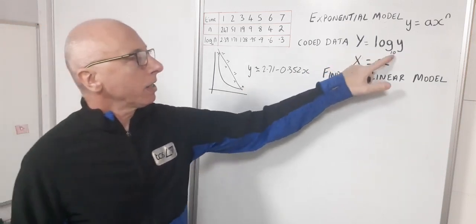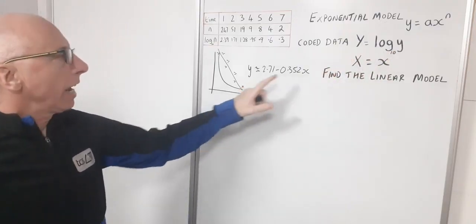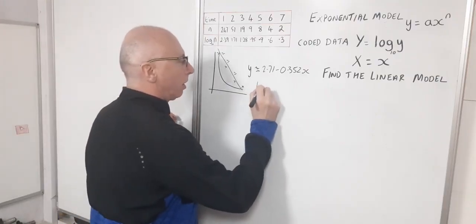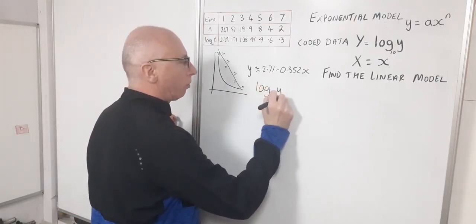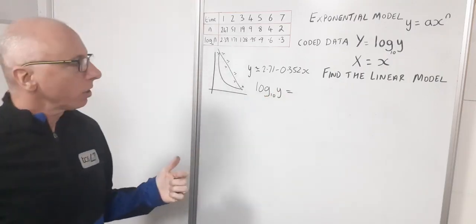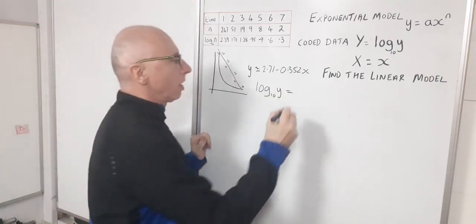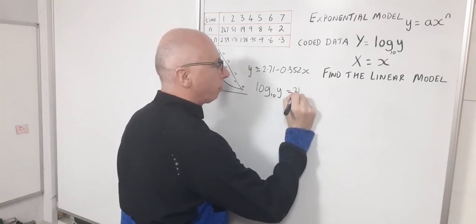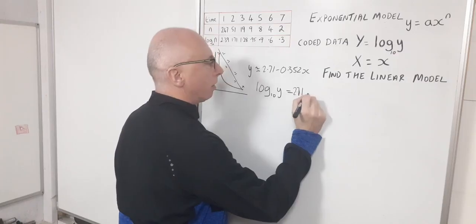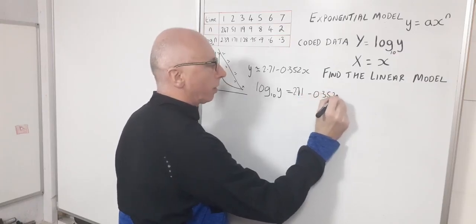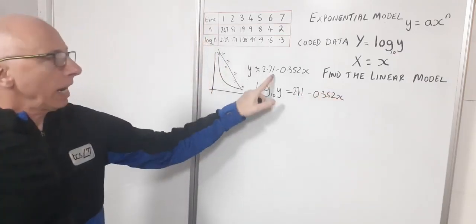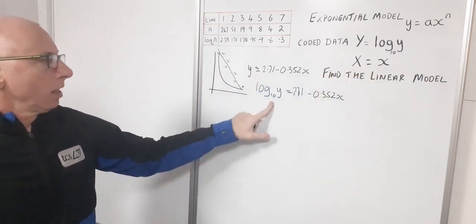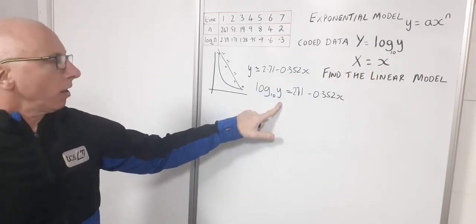So as log base 10 of y is the new y and x equals x, we can rewrite this. So we've got log base 10 of y. Let's set it to equals because we want to use it to estimate values. And we got 2.71 minus 0.352x. So that's as it was there because the coding on the right hand side of the equation is just x equals x. So now what we're going to try and do is get the y on its own.